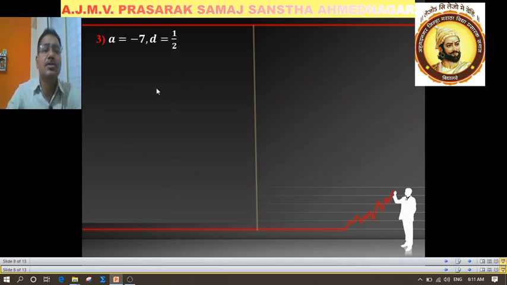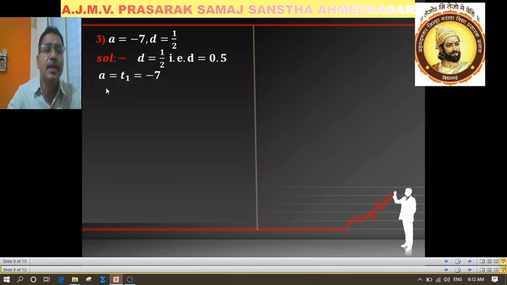Now let us study the third example. A is equal to minus 7, D is equal to 1 half. Solution, see D is equal to 1 half, that is D is equal to 0.5. So first term A is equal to T1 is equal to minus 7. Now finding the second term T2 is equal to T1 plus D by adding common difference D in the previous term T1. So minus 7 plus 0.5, half means 0.5. So minus 7 plus 0.5 is equal to minus 6.5.